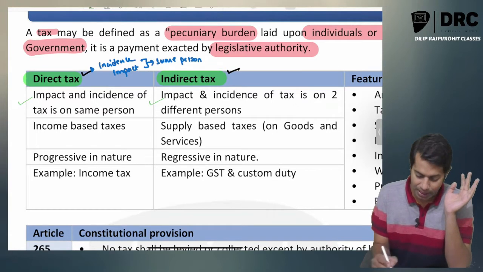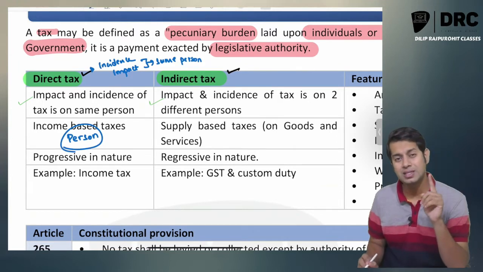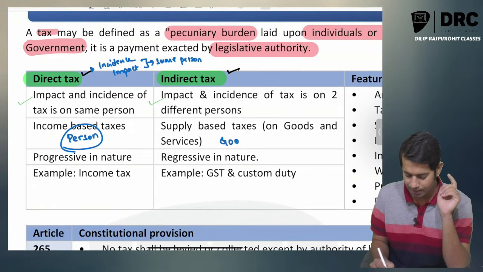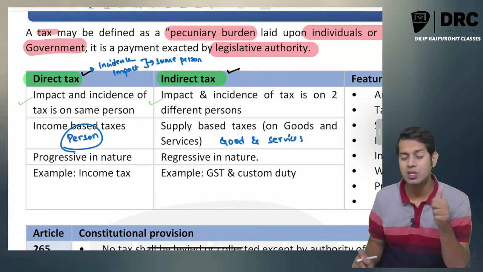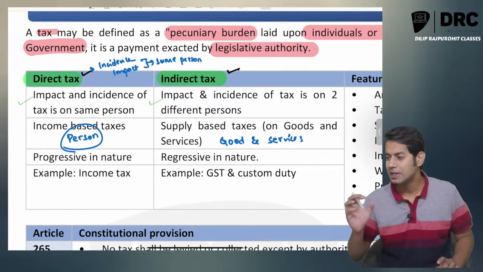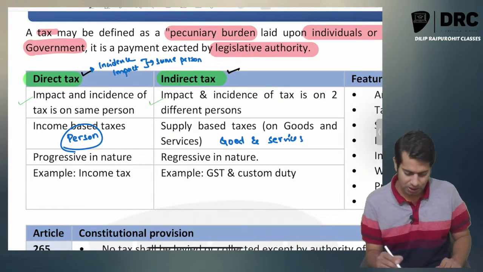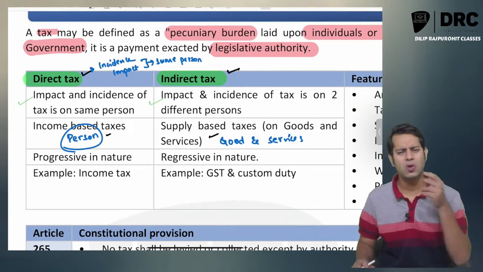In simple words, direct tax is a tax which is collected from a person, whereas indirect taxes are the taxes which are collected on goods and services. So direct taxes are what, sir? They are the taxes which are collected from an individual, whereas indirect taxes are collected on goods and services. So direct tax on individual, indirect tax on goods and services. Sir, what do you mean by this?